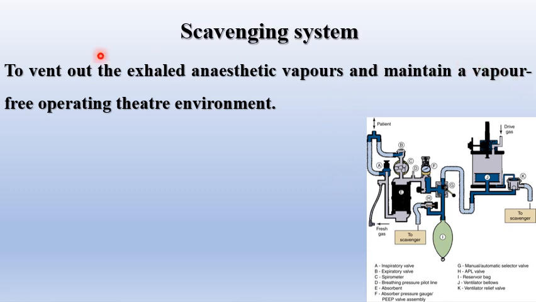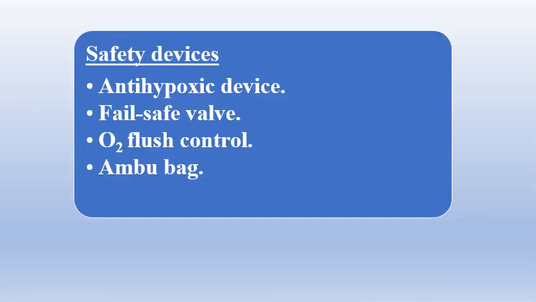Last to know is the scavenging system. It aims to vent out the exhaled anesthetic vapors and maintain a vapor-free operating theater environment. Here, scavenging can be connected to the APL valve or to the ventilator. We have safety devices like anti-hypoxic device, fail-safe valve, oxygen flush control, and Ambu bag.